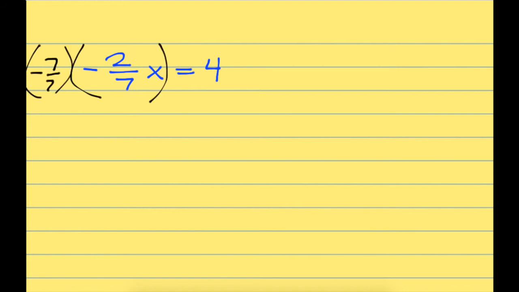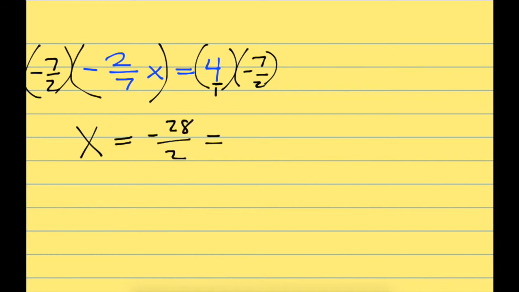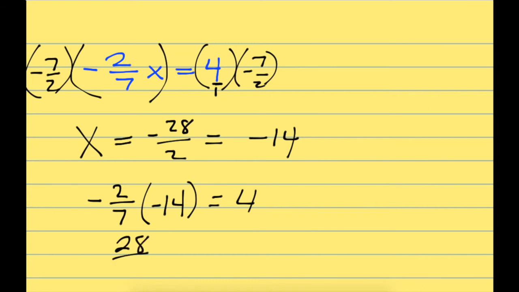Now it gets a little trickier when we have fractions. Right now, I'm multiplying by -2/7. But I don't want -2/7 x, I want 1x. So I could either try to divide by -2/7, and that's a valid way, or what might be a little more straightforward is to multiply by its reciprocal, -7/2. -7/2 times -2/7 gives us just 1x. So now I've got to multiply 4 by -7/2. That gives me -28/2, which is -14. And you can check. Does -2/7 times -14 equal 4? Well, it gives me positive 28/7, which is 4. So we're good. -14 is our answer.